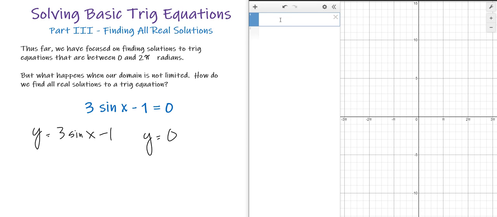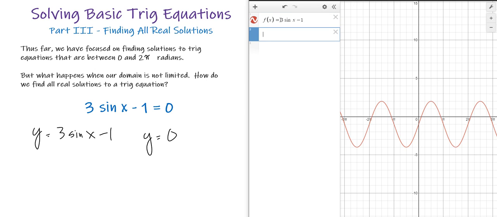I'm going to have my first equation. I'll call it f of x here. That's the same as y. F of x is 3 sine x minus 1. And that looks about right. That's what we should expect of a sine curve. And then we'll have a second graph, g of x, same thing as y again, equals 0.